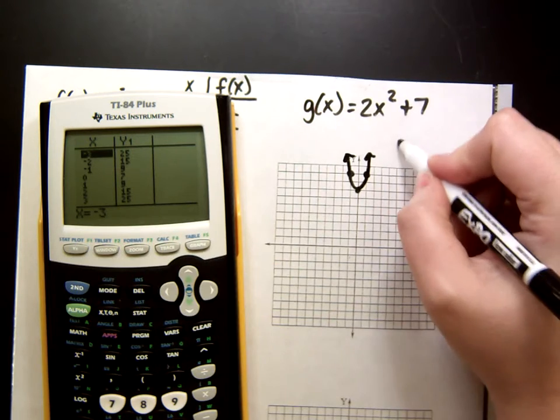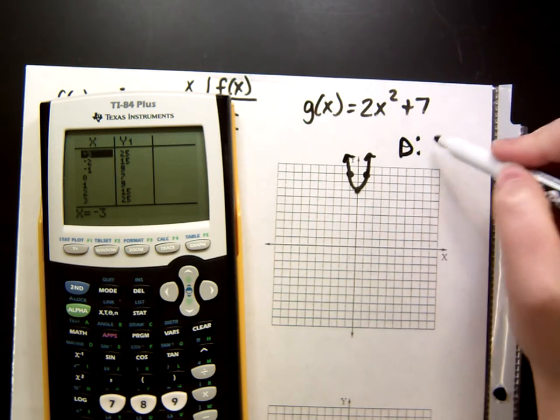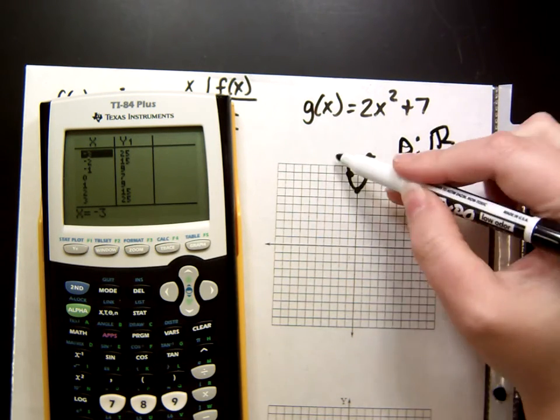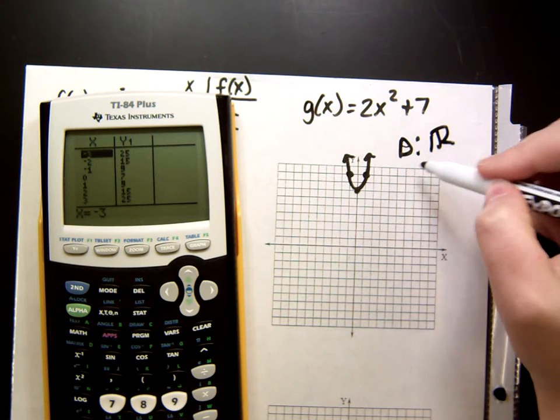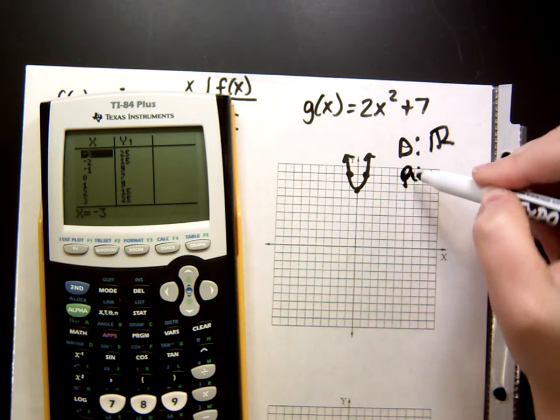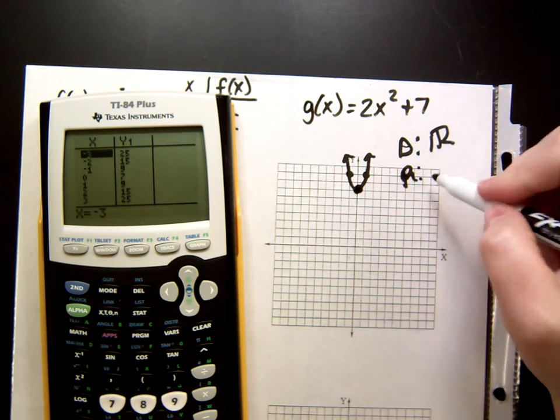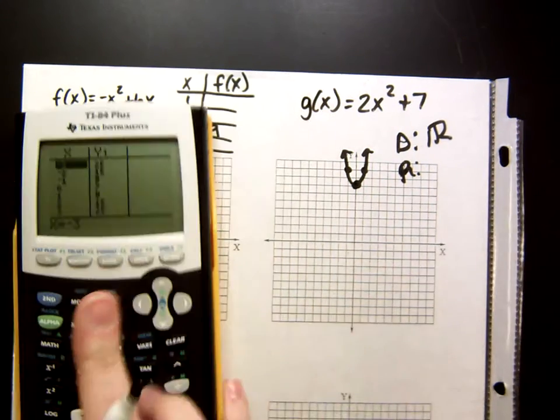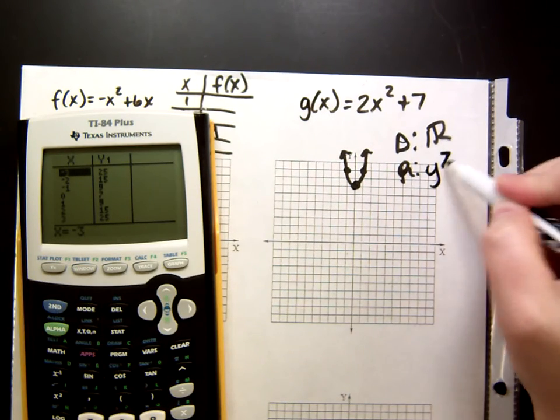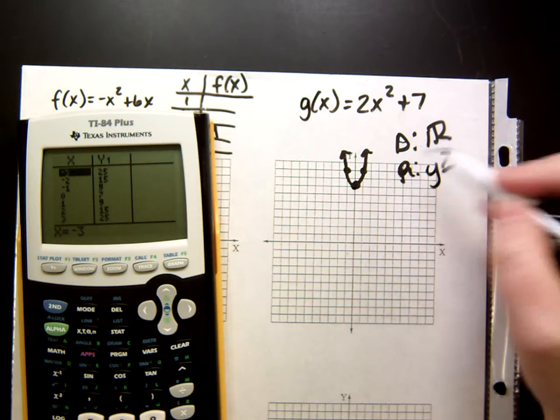Domain on this one is still all real numbers. The x's go on forever, left and right. For my range, the y value here is your minimum. It doesn't go any lower than that. So all your y's are greater than or equal to 7.